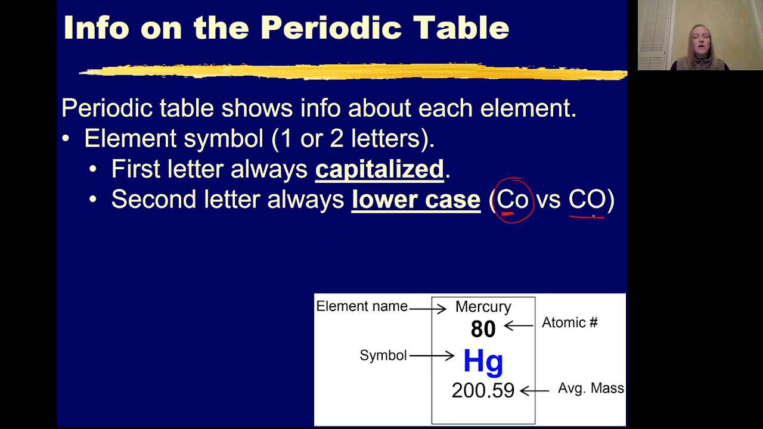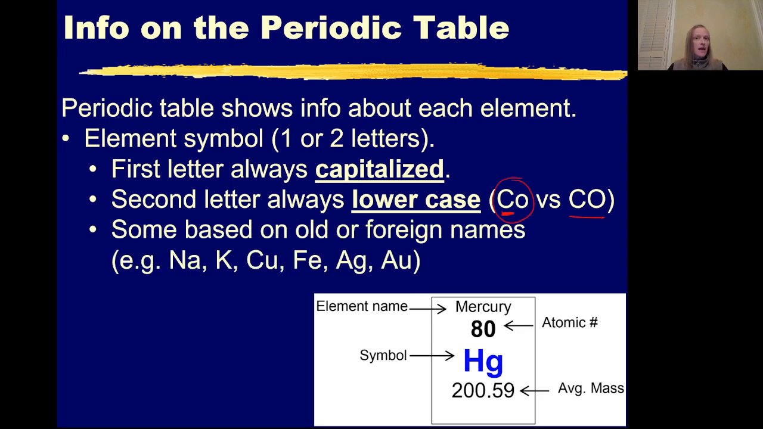But here, this is a compound that contains two elements, and I know this because there are two capital letters here. This is carbon monoxide. So capital letters are important in element symbols, and you will be marked wrong if you're using capital and lowercase letters inappropriately because it does change the meaning of what you're writing down.